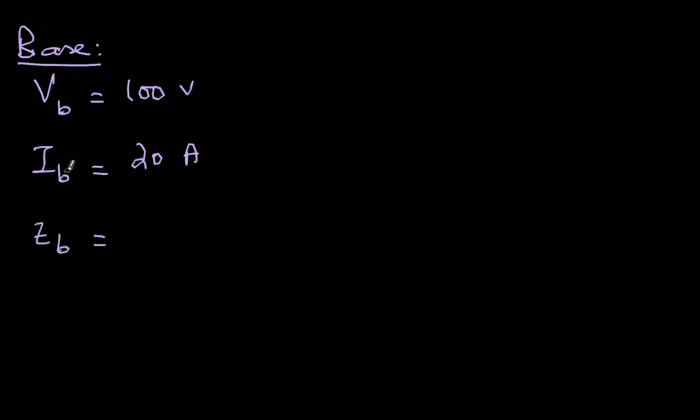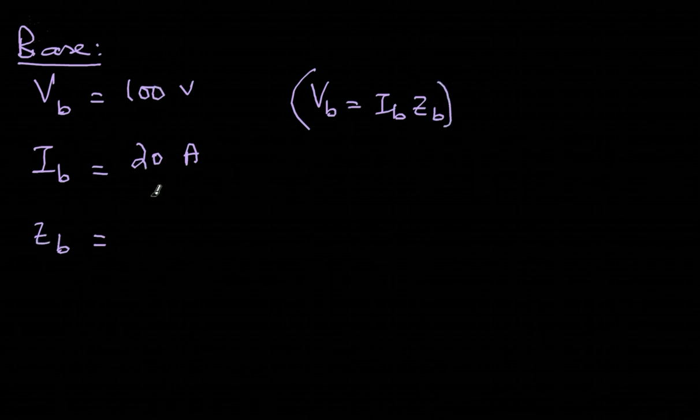So what is Z base? Since V base is nothing but I base into Z base, from this I can find the Z base. This is just simple Ohm's law. So Z base will be V base divided by I base, that is 100 volts by 20 amperes. So we get 5 ohms. This is the base impedance. Every other impedance I will compare with reference to this base impedance.